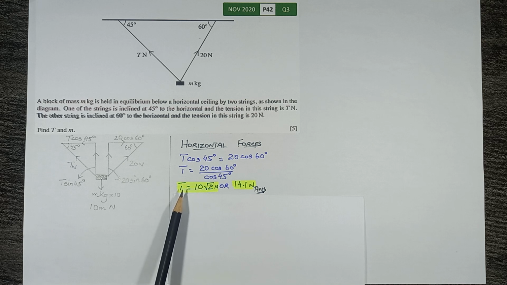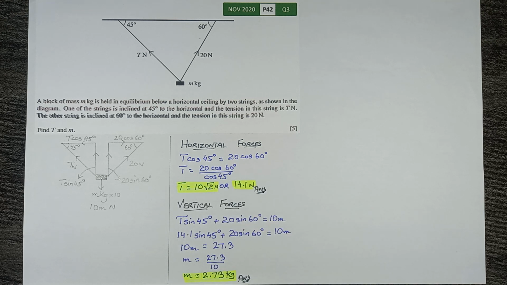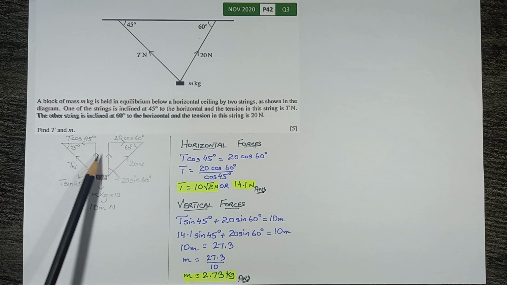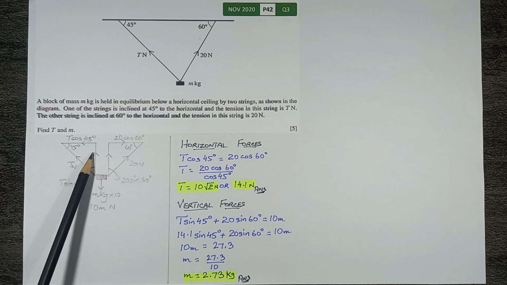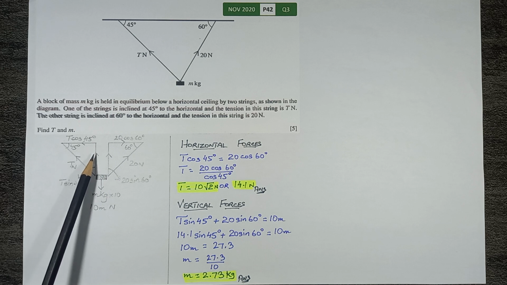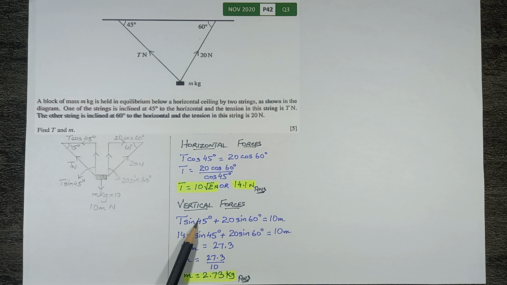In the question they asked us to find the value of T and m. Finally we have found the value of T, and now we have to find the value of m. For that we have to work out the vertical forces. In the diagram we have two vertical forces pointing upward, which are T sine 45 and 20 sine 60. Because the condition is an equilibrium, the sum of T sine 45 and 20 sine 60 would be equal to 10m, which is pointing downward.